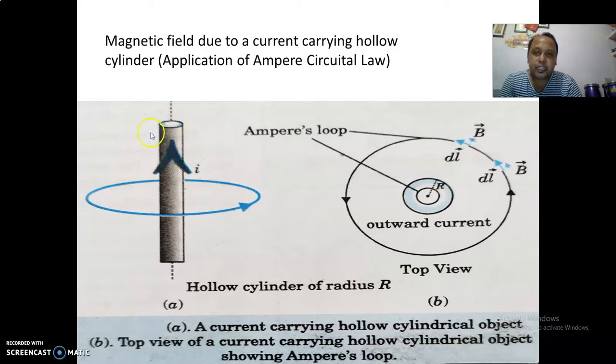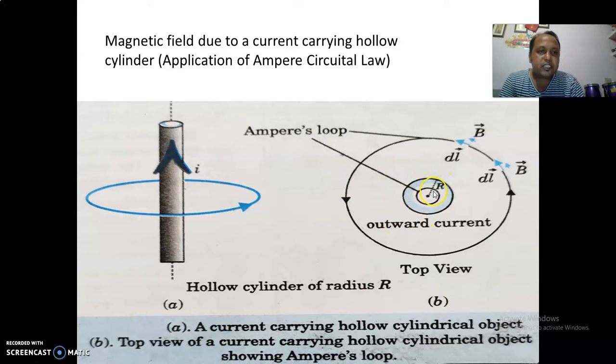Again we are considering a conductor, but it is hollow from inside. Nothing is there inside the hollow cylinder, and we are going to consider 2 points, one outside and another inside the cylinder. We are again taking the top view, that is, if we see this cylinder from the top, the figure is drawn on the right, you can see here the top view.